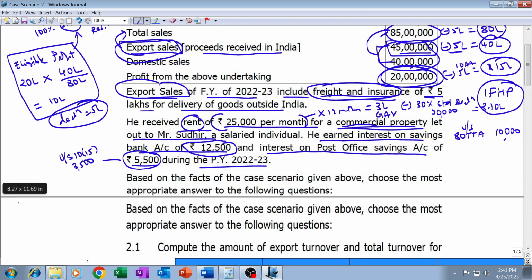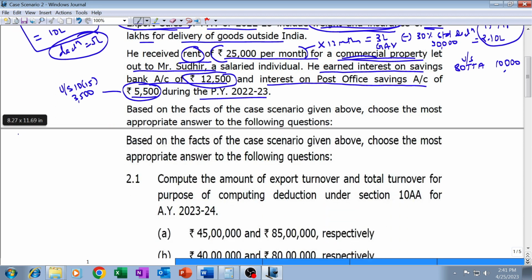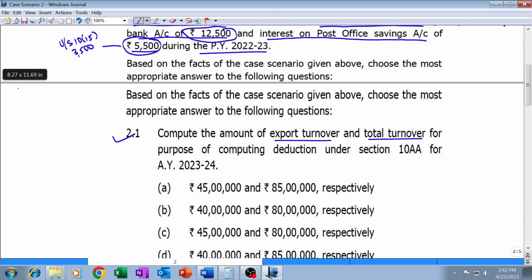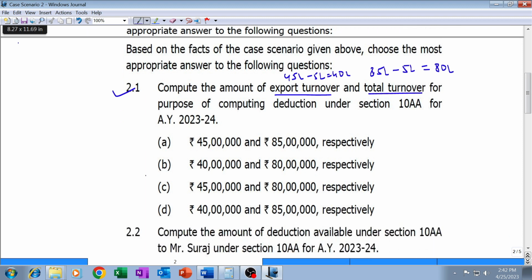Proceeding further, based on the facts of the case scenario given above, choose the most appropriate answer to the following questions. Question 2.1, compute the amount of export turnover and total turnover. Now, export turnover we know pretty well was 45 minus 5 lakh, 40 lakhs, and total turnover was 85 lakh. From 85 also we subtracted 5 lakh. It will drop down to 80 lakhs. The answer will be B, 40 lakhs and 80 lakhs respectively.